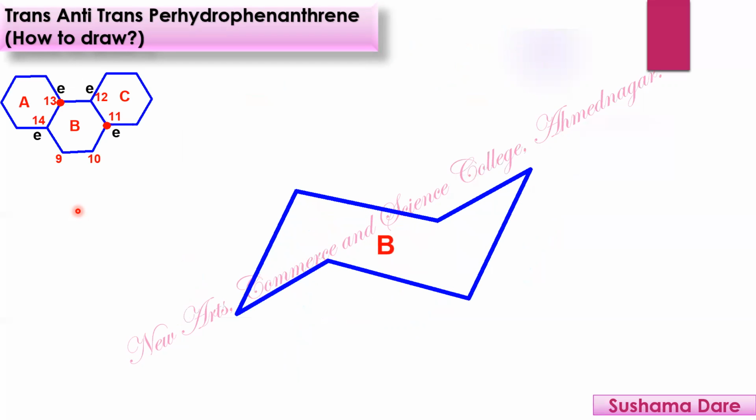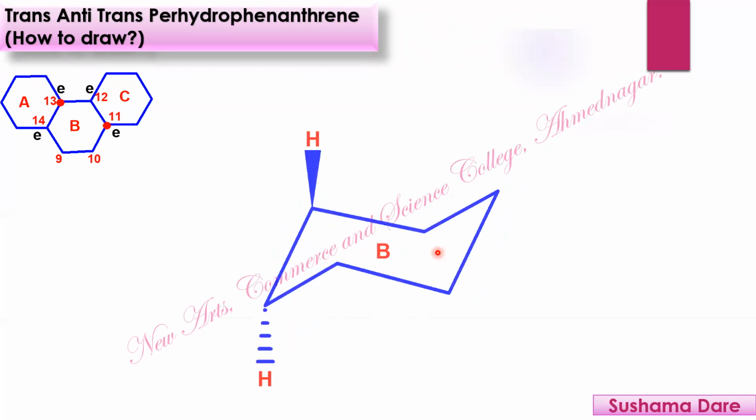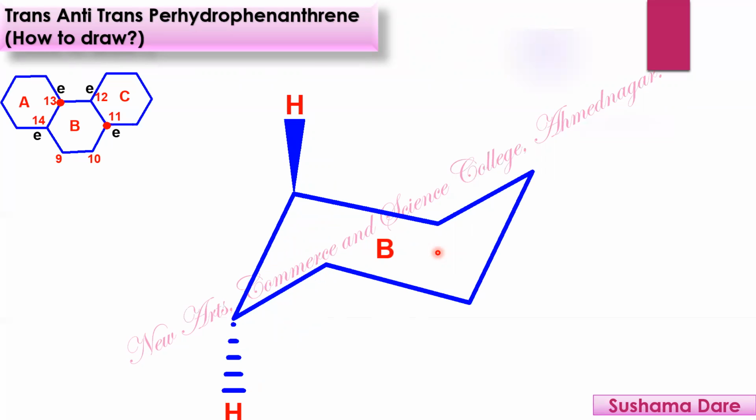So first, what you have to take care, first you draw the ring B in chair conformer. So first your duty is to draw the central ring in chair conformer. After drawing ring B in chair conformer, the next, ring A is on the left side of B. So what is the stereochemistry that is mentioned at the fused carbon?